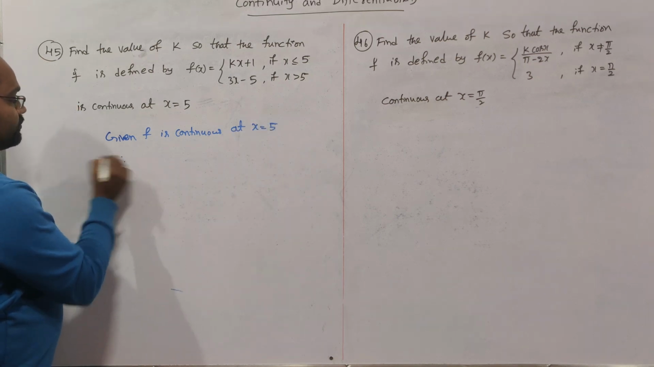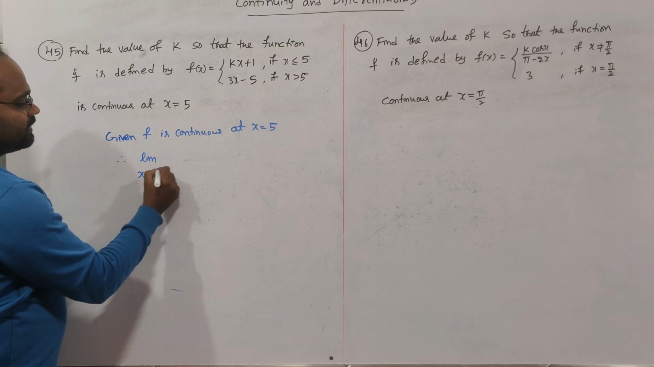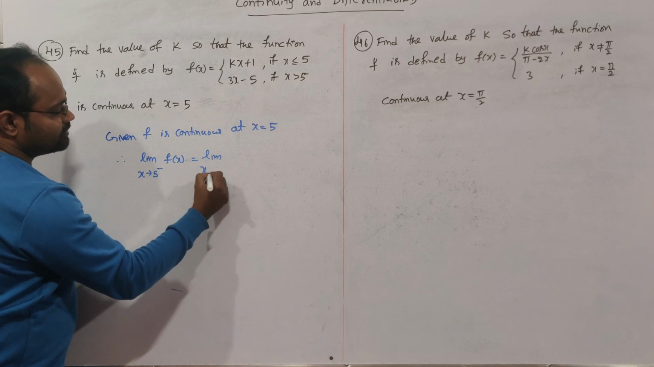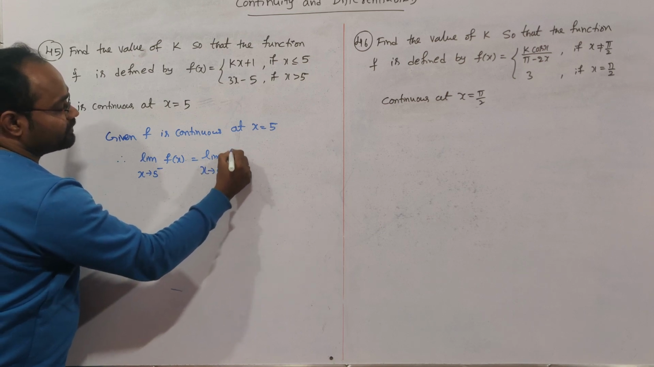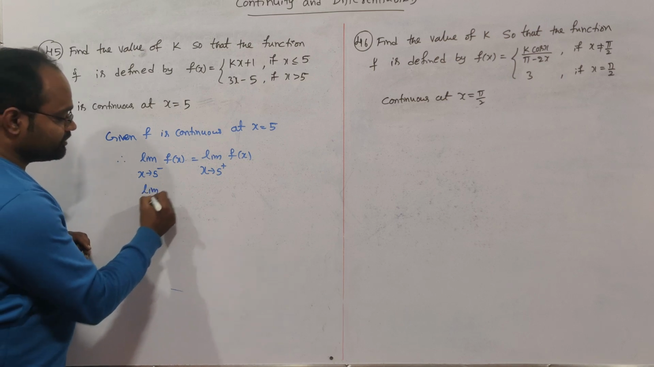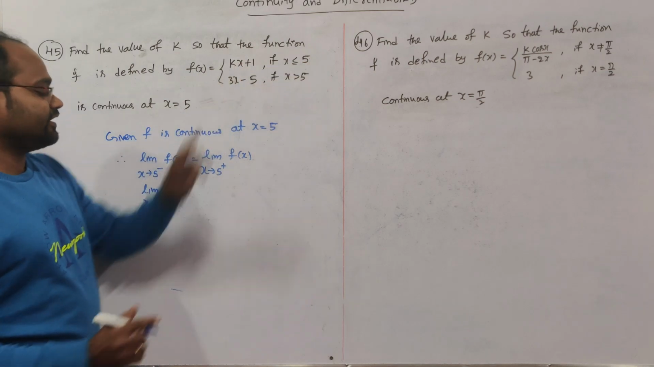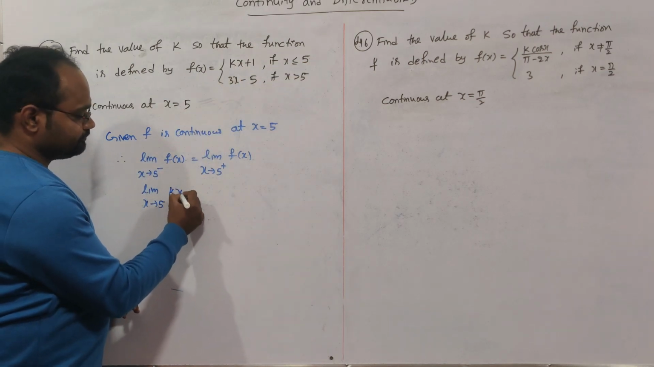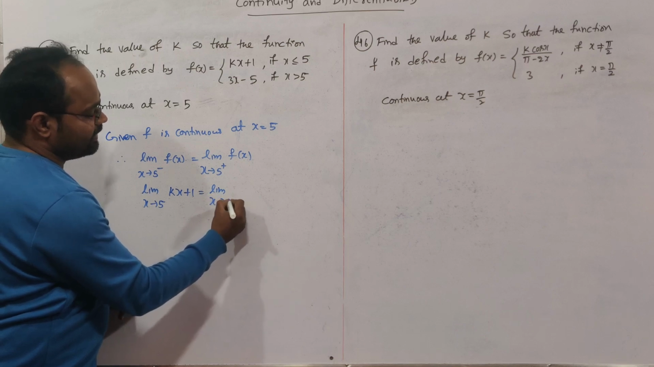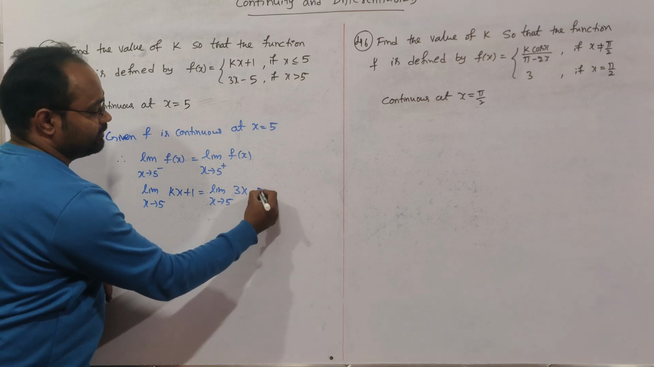So therefore what is the conclusion? LHL, that is limit as x tends to 5 minus f of x, should be equal to RHL, limit as x tends to 5 plus f of x. What is that? Limit as x tends to 5, less than 5 is slightly less than 5, kx plus 1, greater than 5 ಗೆ 3x minus 5.